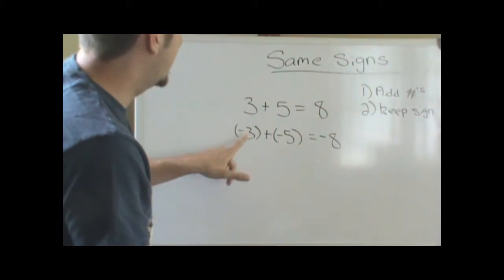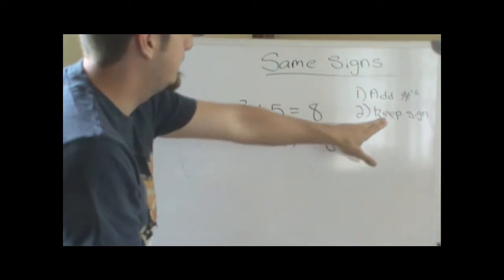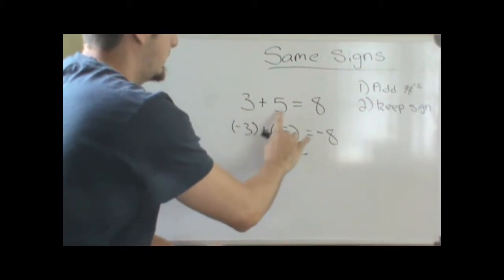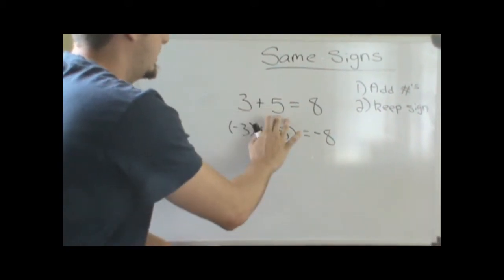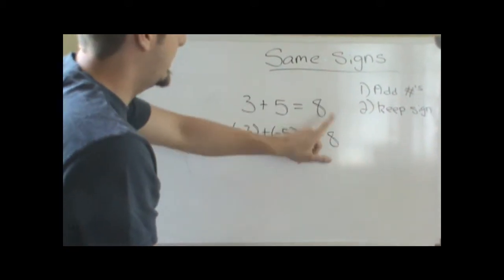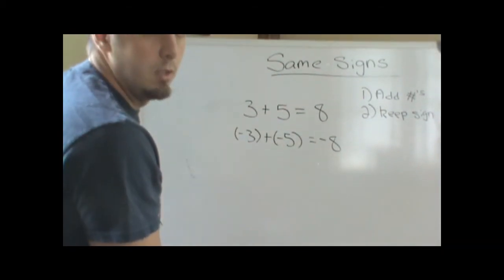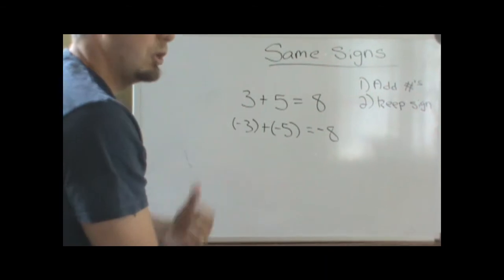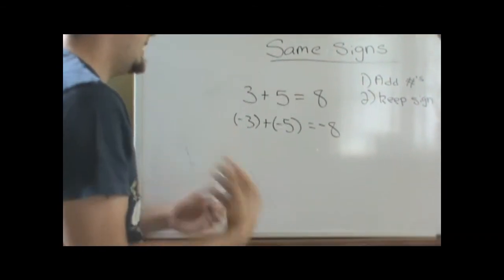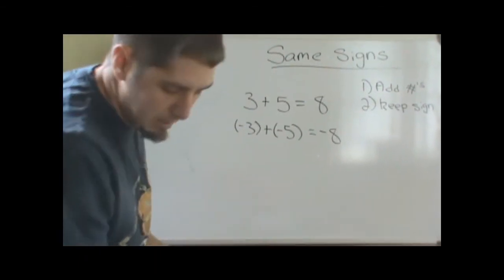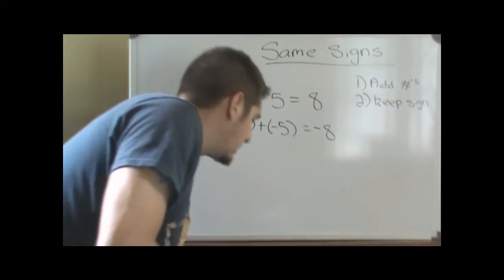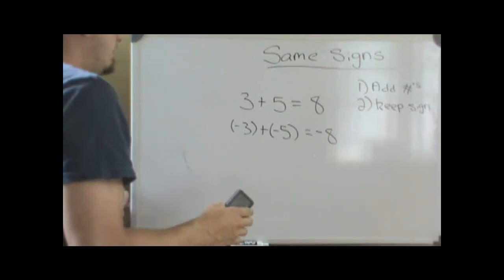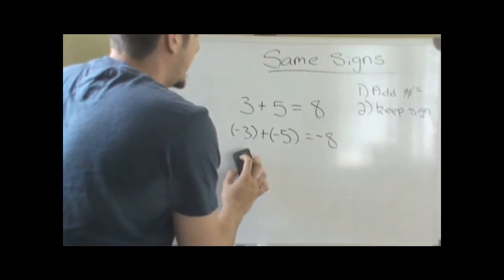So we're adding the numbers 3 and 5, and we're keeping the sign. So down here the sign was negative, up here the sign was positive. So we added the 3 and the 5 in both situations and got 8, and then we kept the signs. So when you're talking about same sign problems, two negatives or two positives, you just add the numbers like you normally would, and you keep the sign. Now, some of us may be asking, well, why does that work? Okay, and the best way to explain it is by looking at a number line.